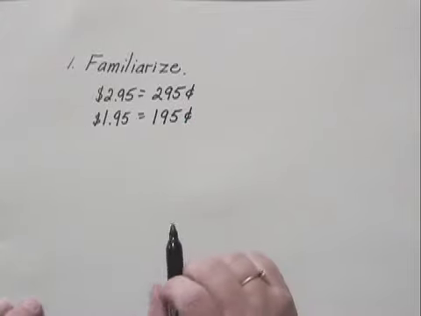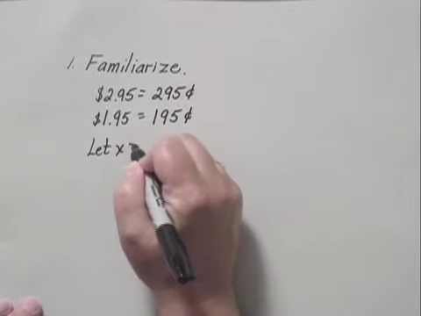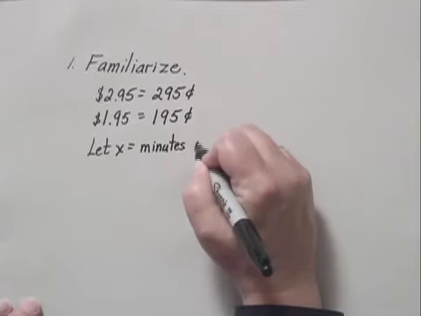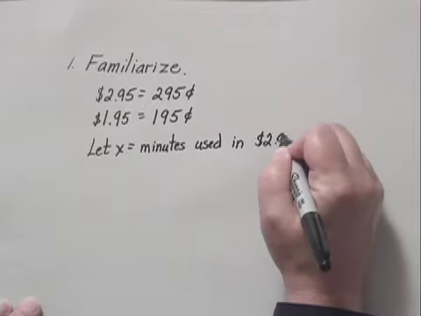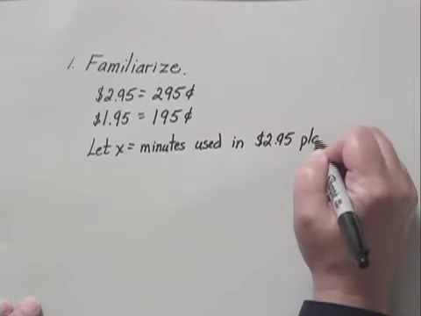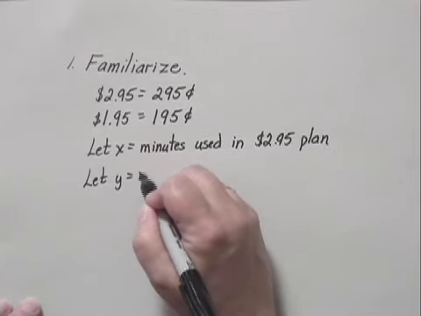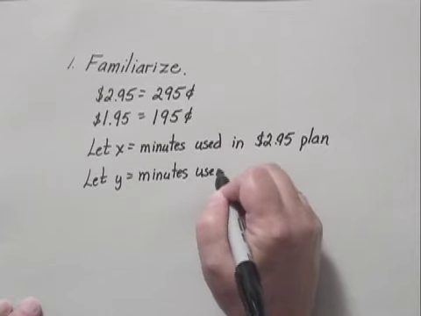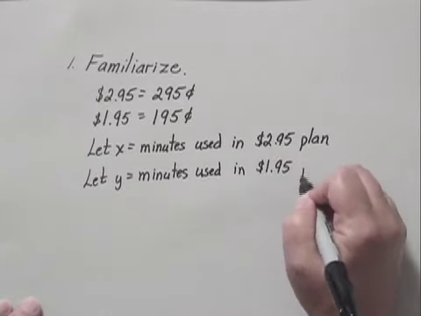Well, we want to know how many minutes are used in each plan, so we'll let X represent the number of minutes used in the $2.95 plan. And we'll let Y represent the number of minutes that are used in the $1.95 plan.